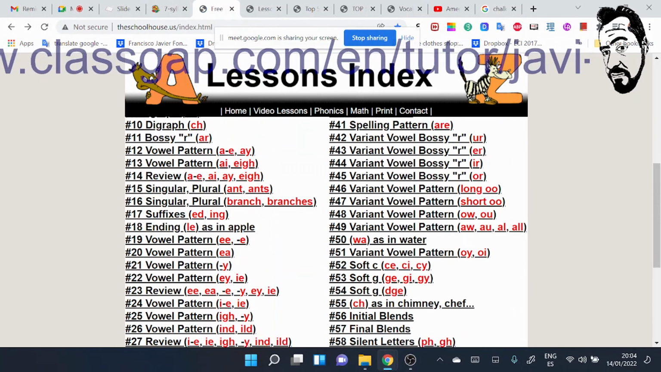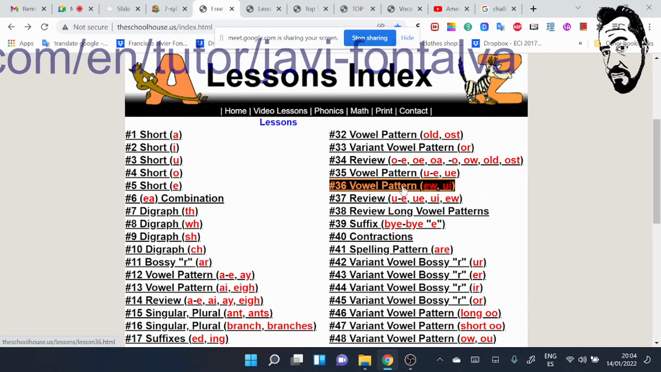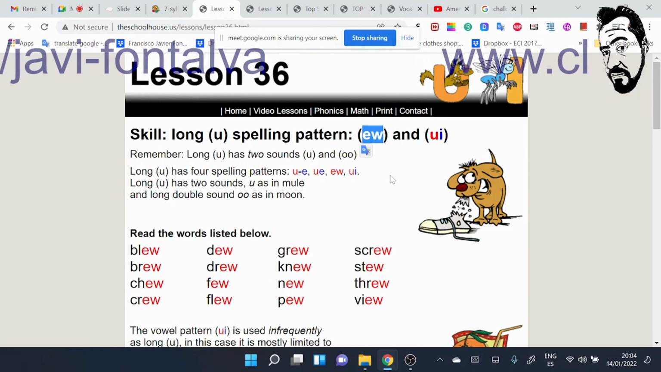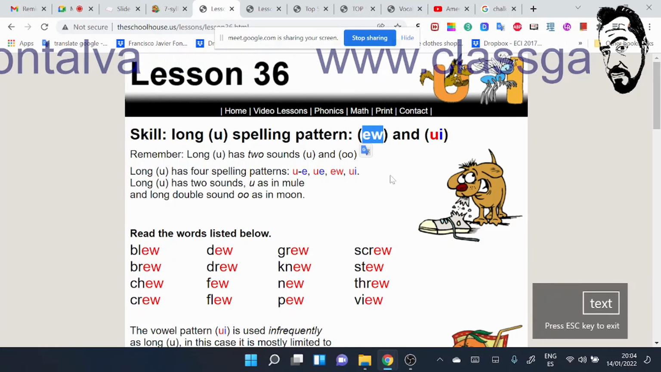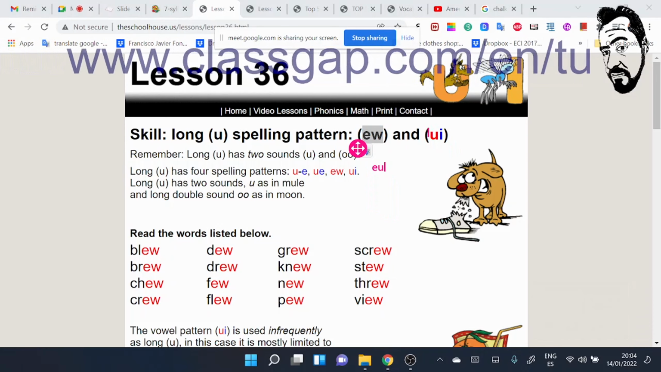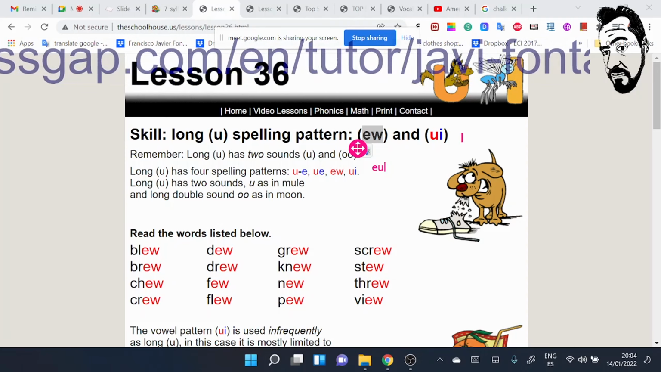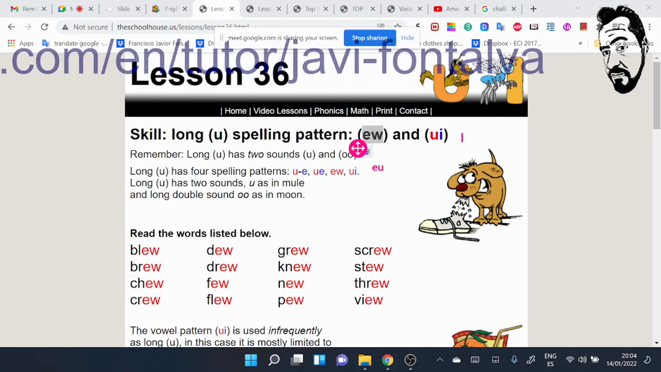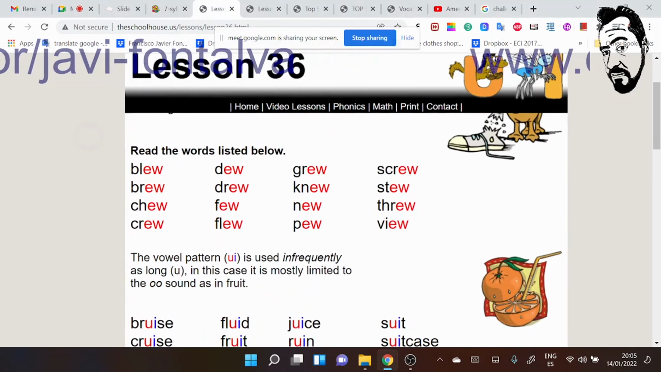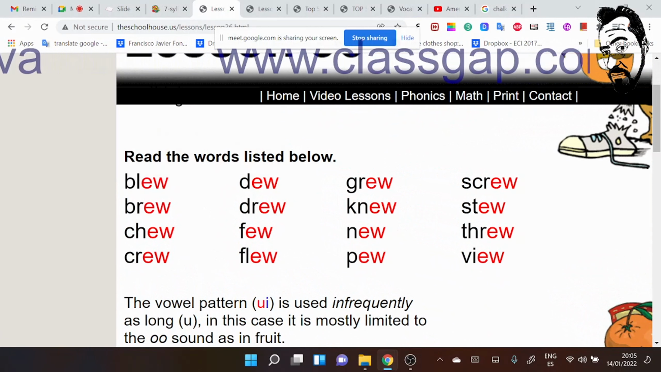Let me see. Okay, I'm gonna teach you a new one. EW or also EU. I'm gonna make it smaller. EU or even UI. Not always, but many times. The pronunciation is gonna be "oo". Or sometimes "yoo". It depends. Okay. So for example, we say blue. Brew.